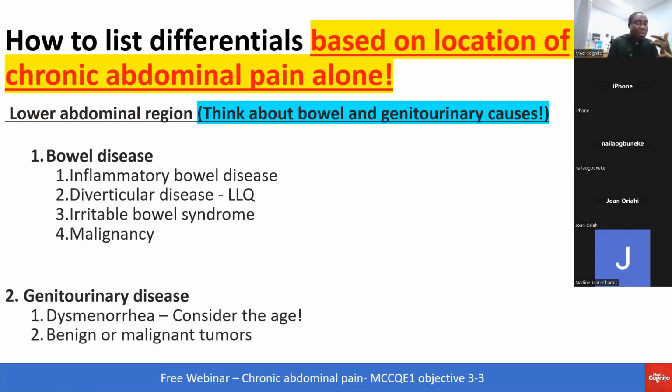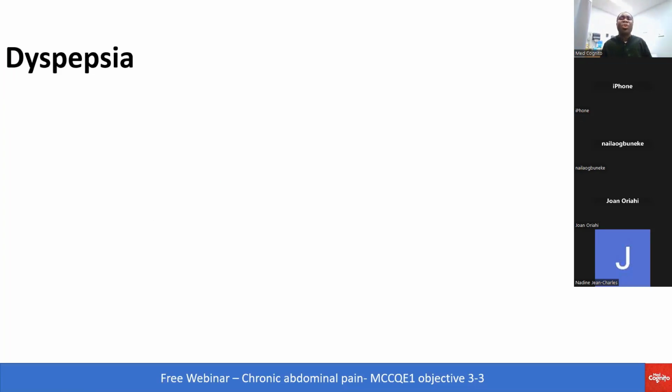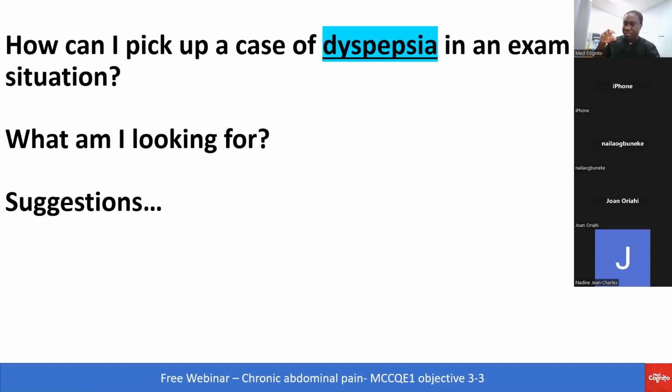If I come to irritable bowel syndrome, I must know the four things: cause, presentation, complications, management. Diverticulitis, the same thing. Inflammatory bowel disease, the same thing. Ulcer and non-ulcer dyspepsia. So today what I'll do is, we're going to pick three of these top differentials, and we're going to go through them one by one. I'm going to allow us to interact so that it's really going to help us appreciate exactly what this objective is about. So I have a question.